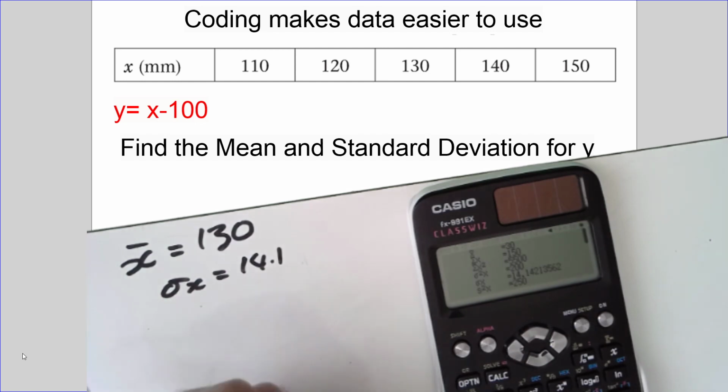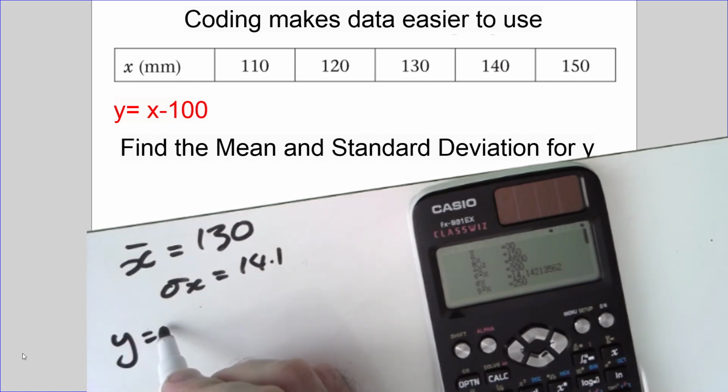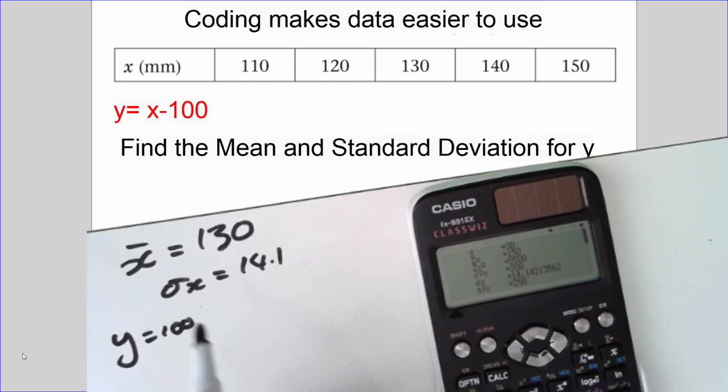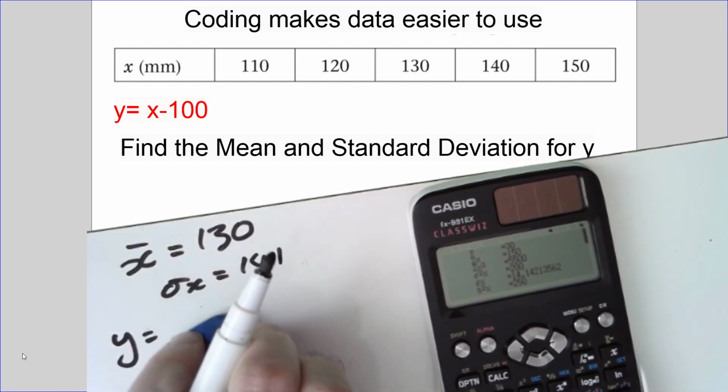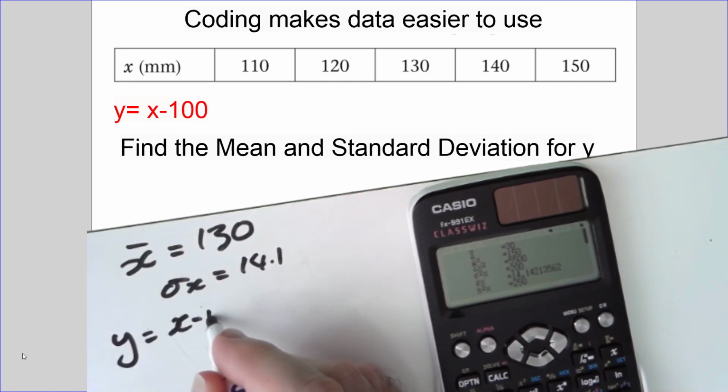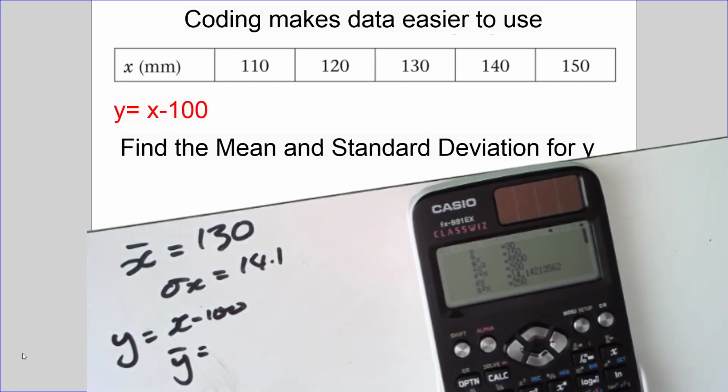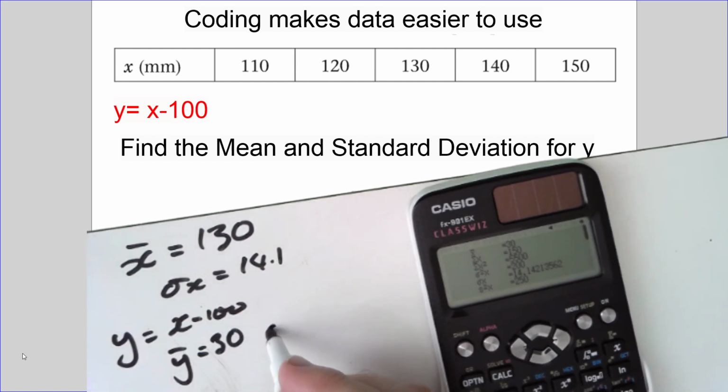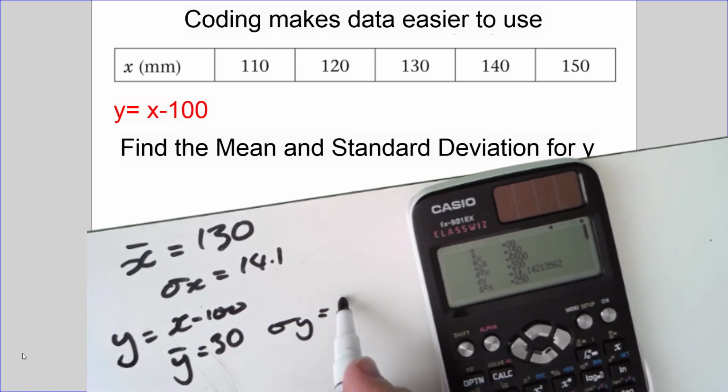If we do y is x minus 100, we get y bar equals 30, and sigma y equals, so we look back in here, we still get our 14.1.